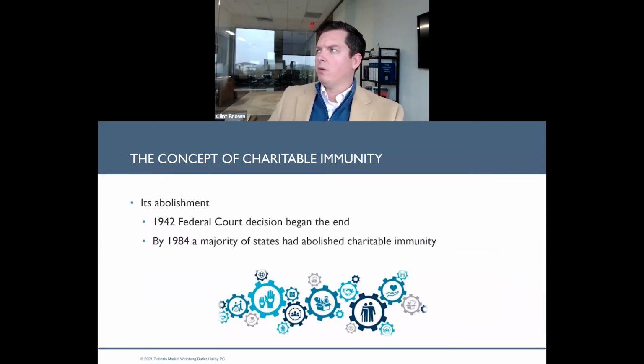All right, so abolishment. In 1942, a federal court decision more or less began the end of charitable immunity. They decided not to use any of those theories of recovery and held the charitable organization to normal business standards of care and liability. By 1984, a majority of the states had followed that federal court reasoning and in one way or another abolished charitable immunity.